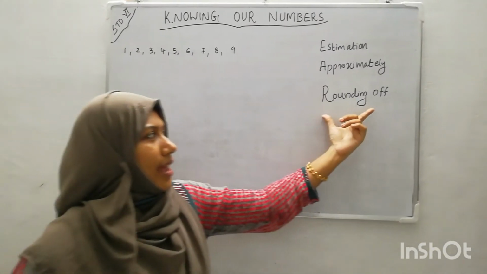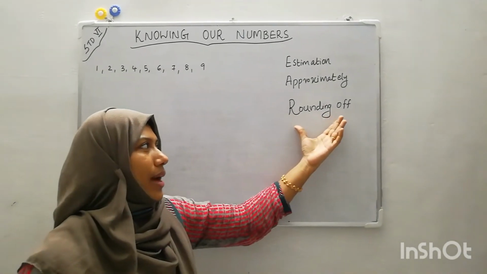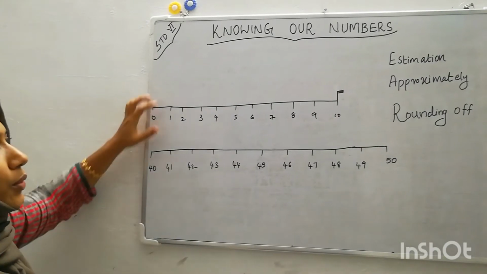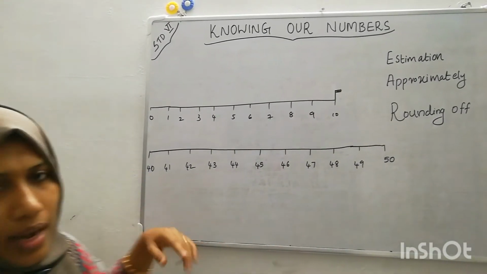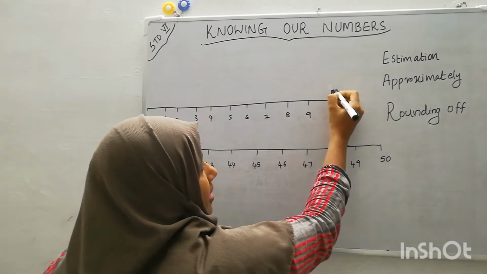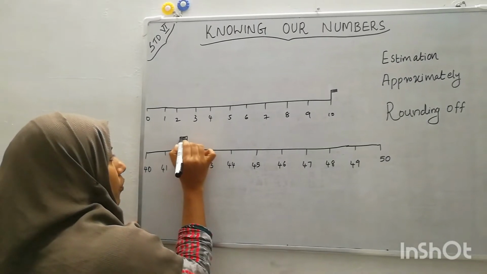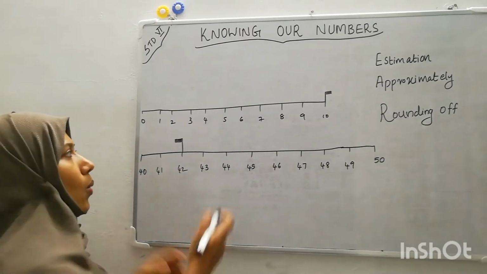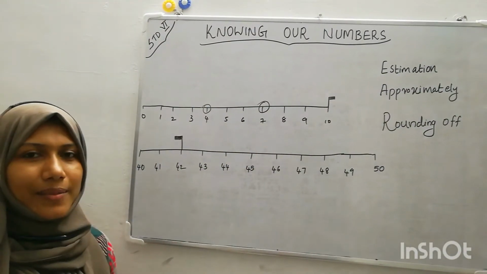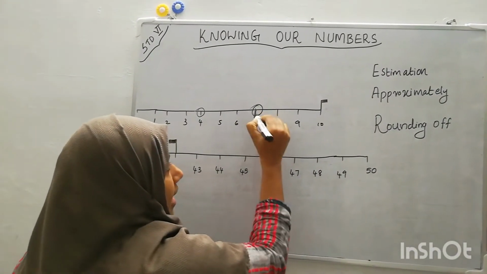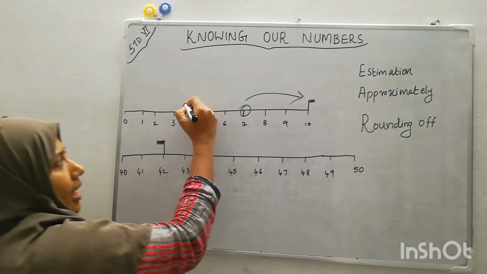Then the next word, rounding off. When we use the approximate amount, we get the number by rounding off. For example, you have two number lines. One is from 0 to 10 and one is from 40 to 50. On the first number line, I placed a flag at the 10th position, and on the second number line, I placed a flag at the 42nd position. One person is at the 4th position and one is at the 7th position. Who can more easily take this flag? The one who stands at the 7th position can easily take this flag. That is, this distance is closer than this.